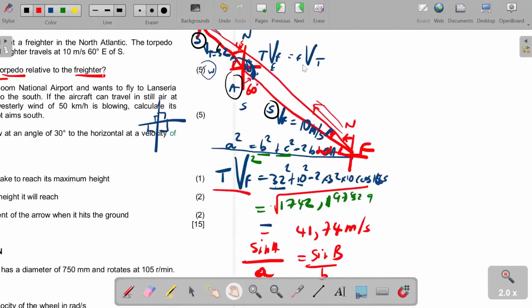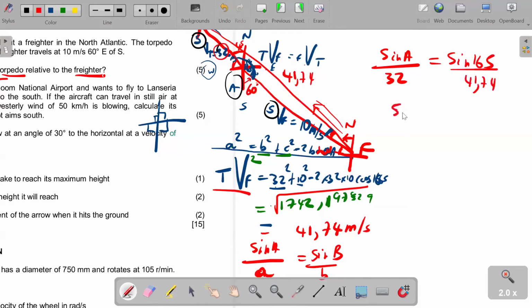Okay, so sine A over 32, which is this side, the one that is opposite to this angle, is equal to, right now we have just determined this as 41.74, so we are taking that advantage. So we are saying sine 165, the angle, over the side opposite to it, which is going to be 41.74, right? So making A the subject, sine A is equal to 32 sine 165 over 41.74. So that's cross multiplication, of course. So I just multiplied by 32.